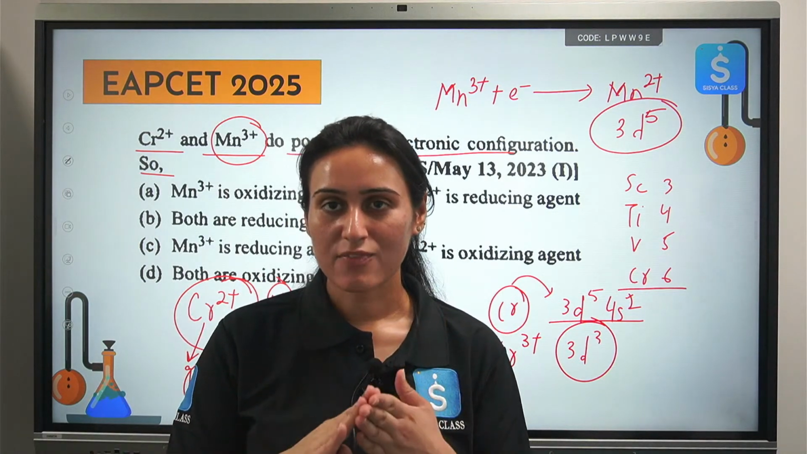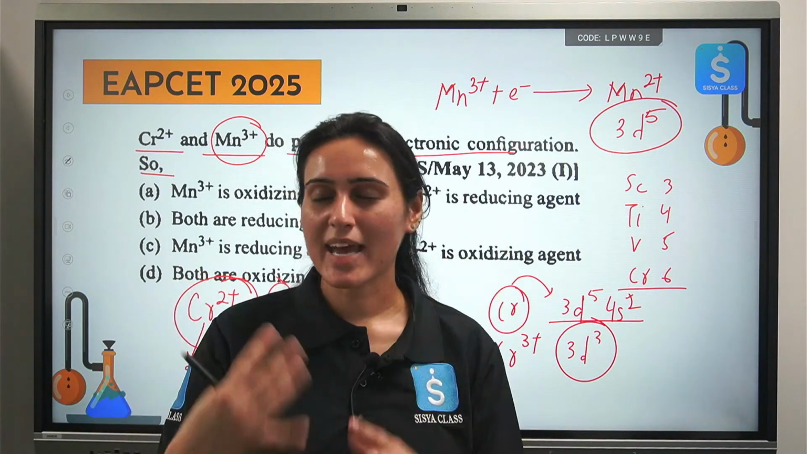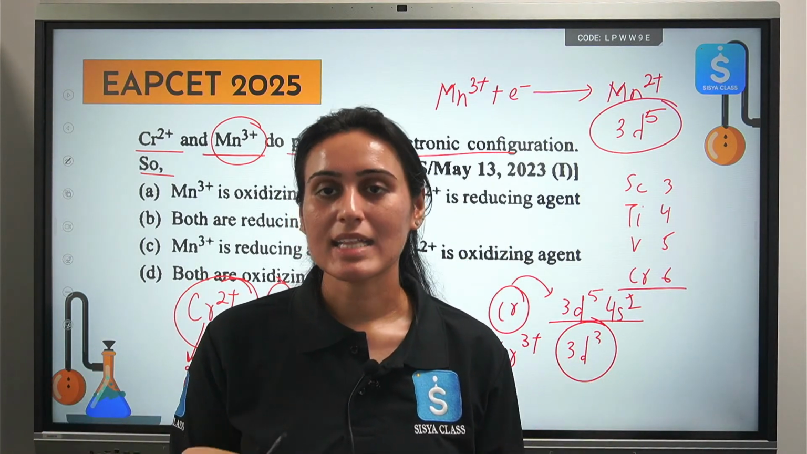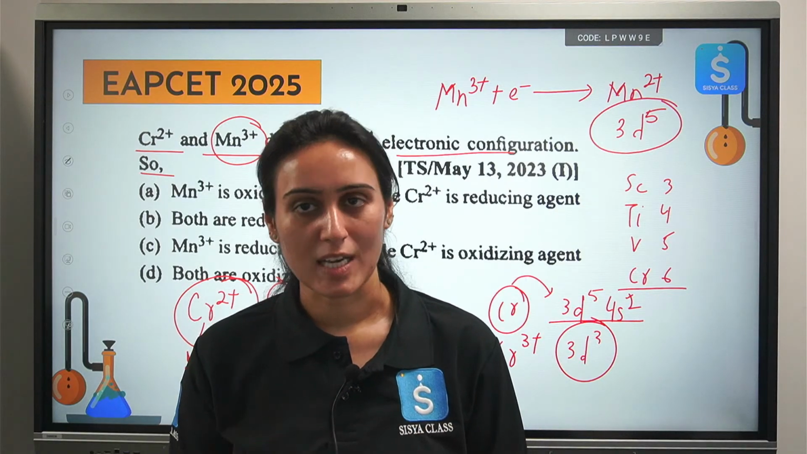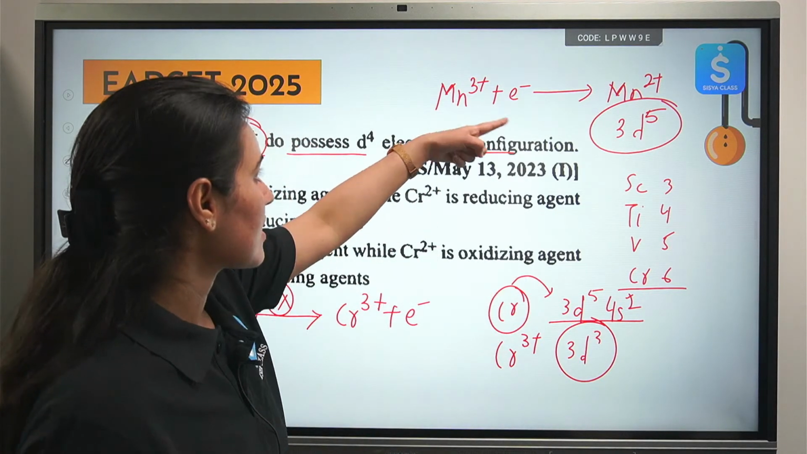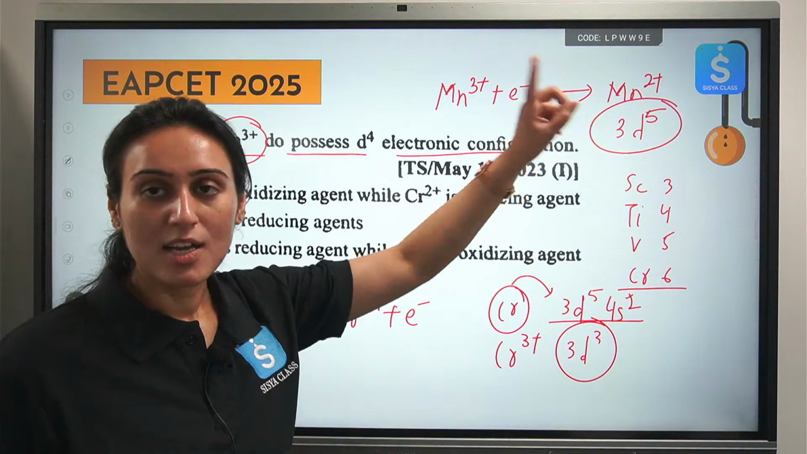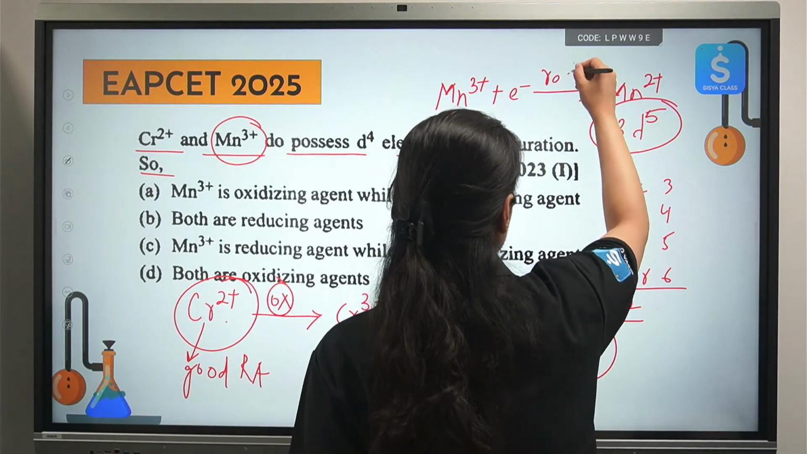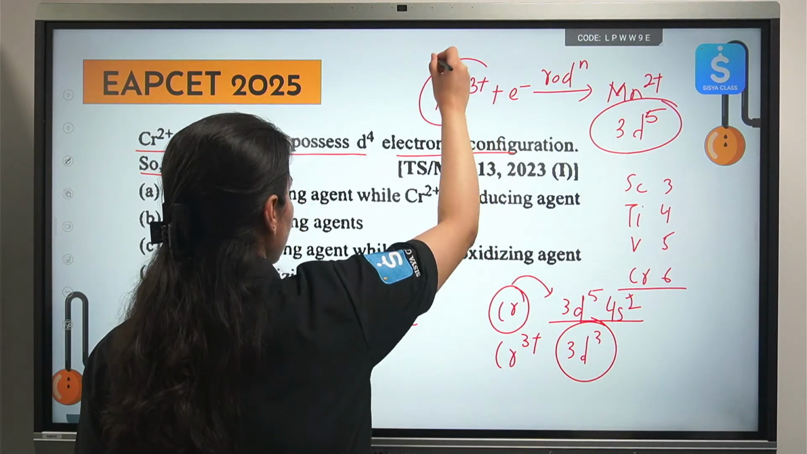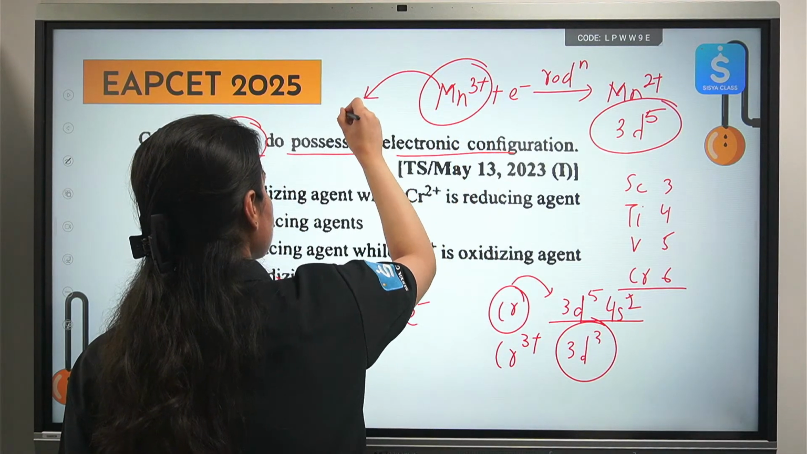Okay, so half-filled, full-filled, anywhere you see, blindly write it is much more stable than any other incompletely filled d orbital configuration. Okay, so Mn3+ undergoes reduction to form Mn2+. It itself undergoes reduction, so it will behave like a good oxidizing agent.